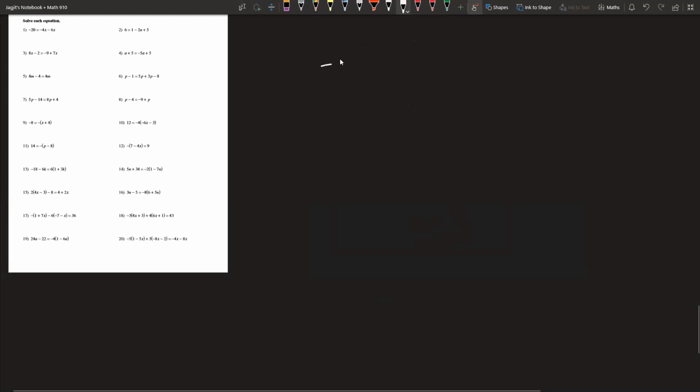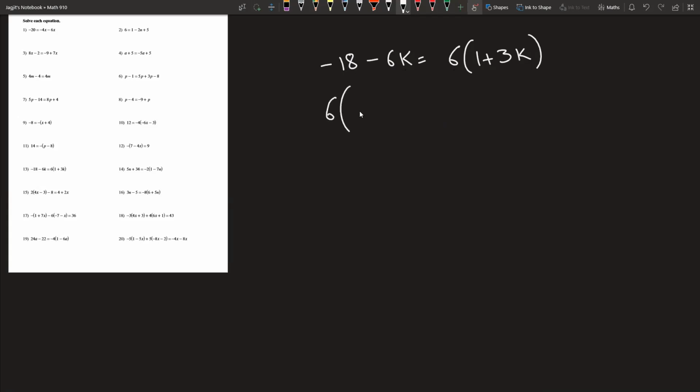Okay, next up we had minus 18 minus 6k is equal to 6 times 1 plus 3k. There's a couple ways you can actually make this a lot easier. Guys, look at this. I have 18 and 6. What can I factor out? 3. 6 times 3. We can factor the 6. So this will become minus 3. And this will just become minus k. And we have a 6 here already, right?